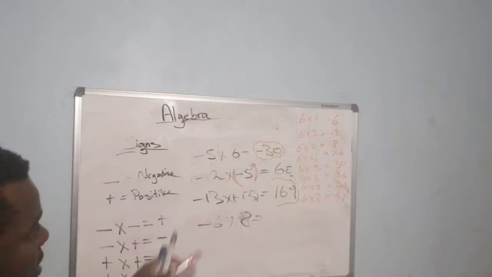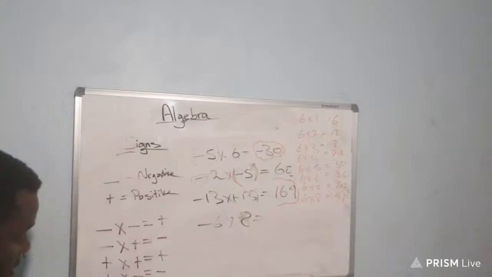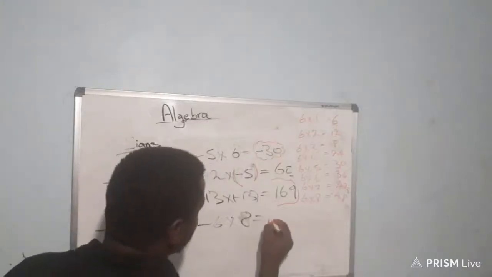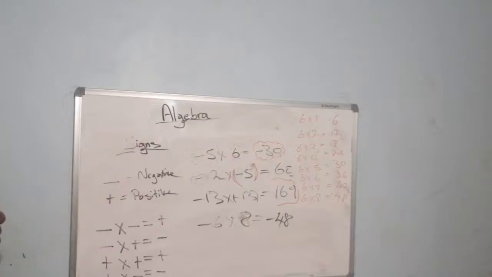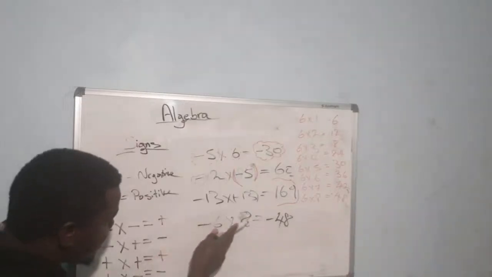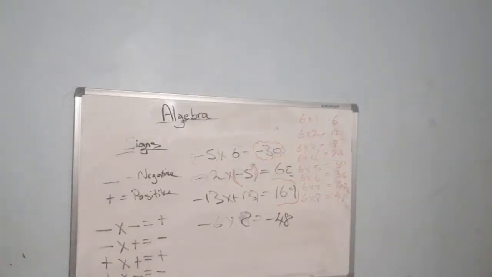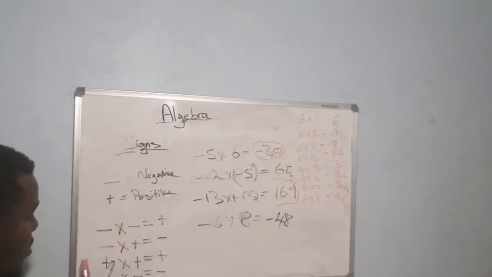So negative 6 multiplied by 8 is equal to negative 48. And how do we arrive at negative 48? Remember our rule: negative times positive is negative. Alright? So that's how we arrive at a negative answer. Please bear in mind we have to follow the rules, and according to the rules, that's how we arrive at our correct answers.